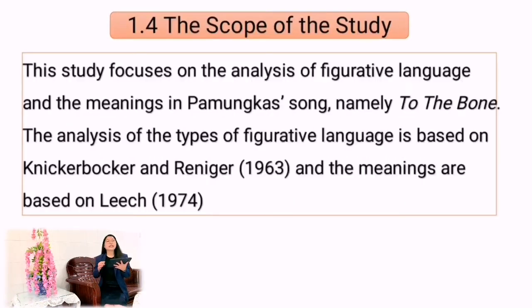In 1.4, the scope of the study, it is about the limitation of the area of study that will be discussed and used in this research. So, this study focuses on the analysis of figurative language and the meanings in Pamungkas' song, namely "To The Bone". The analysis of the types of figurative language is based on Kennedy and Gioia in 1963, and the meanings are based on Leech, 1974.